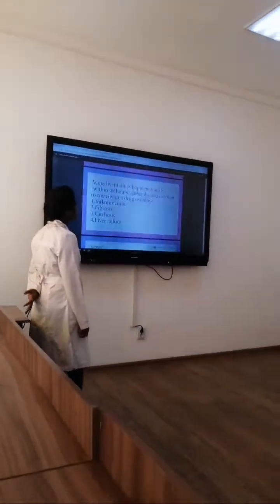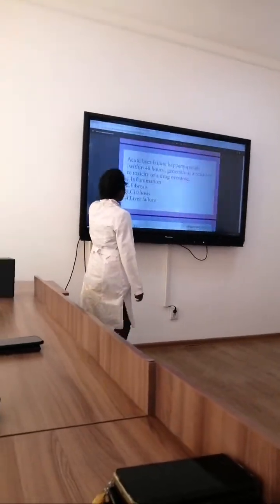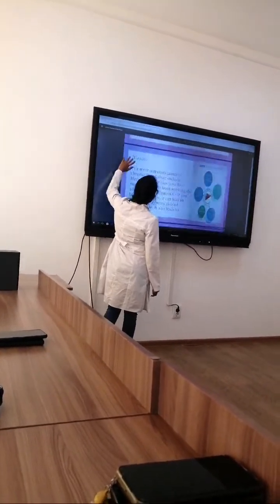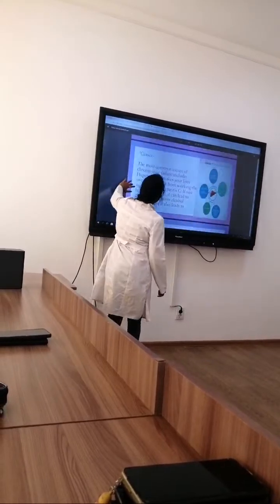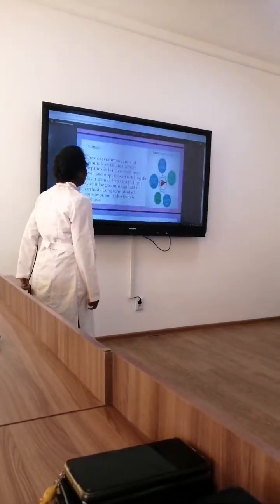First one, inflammation; second one, fibrosis; third one, necrosis; fourth one, liver failure. It is caused by the most common cause of chronic liver failure.